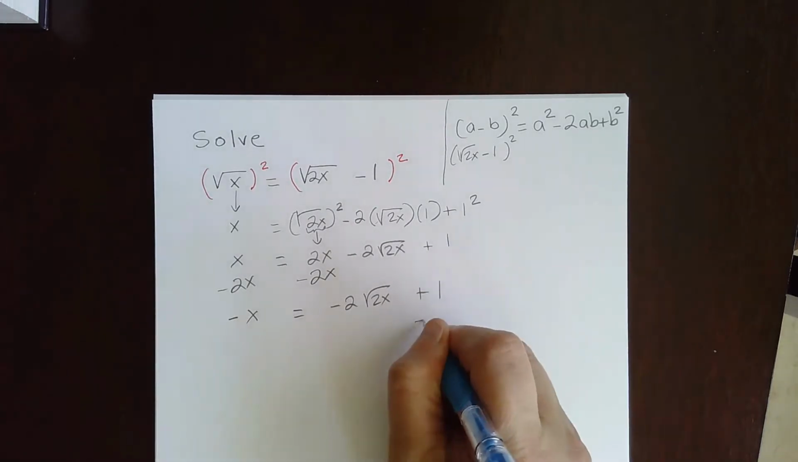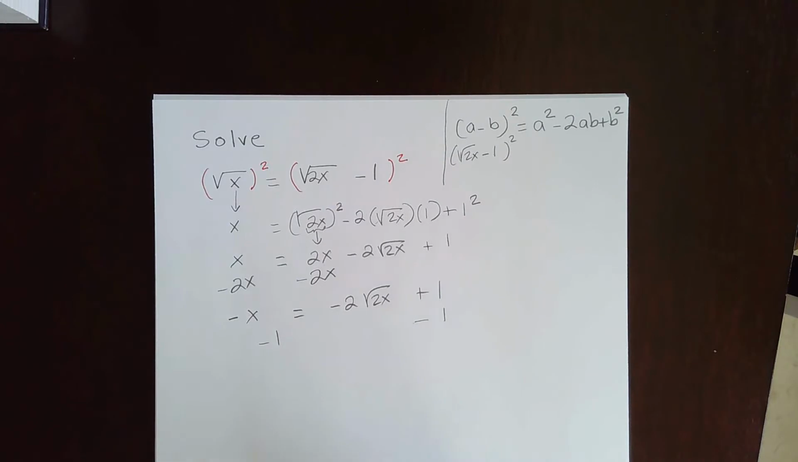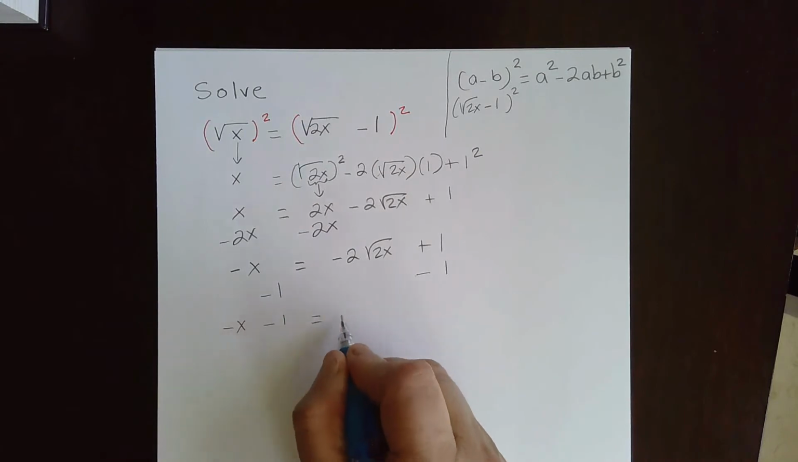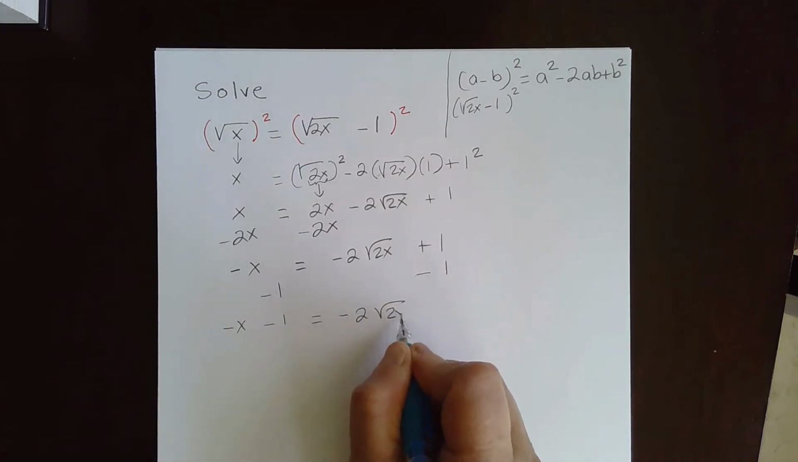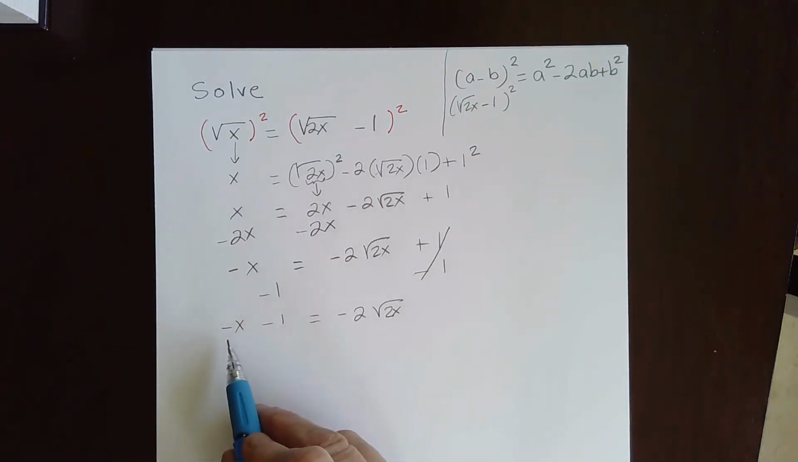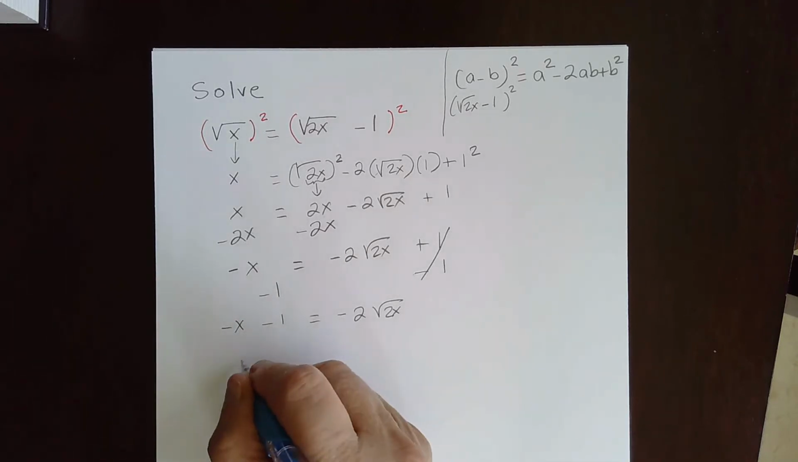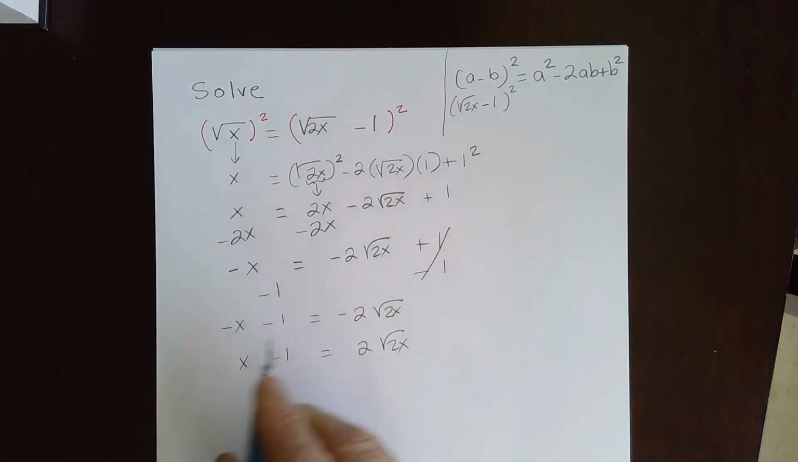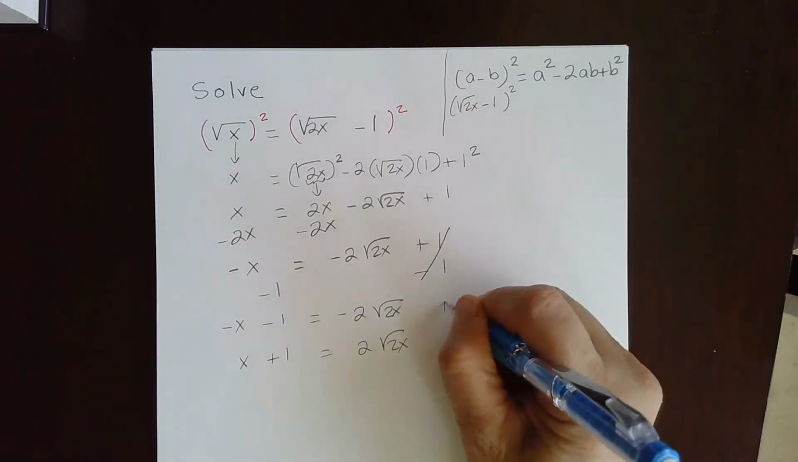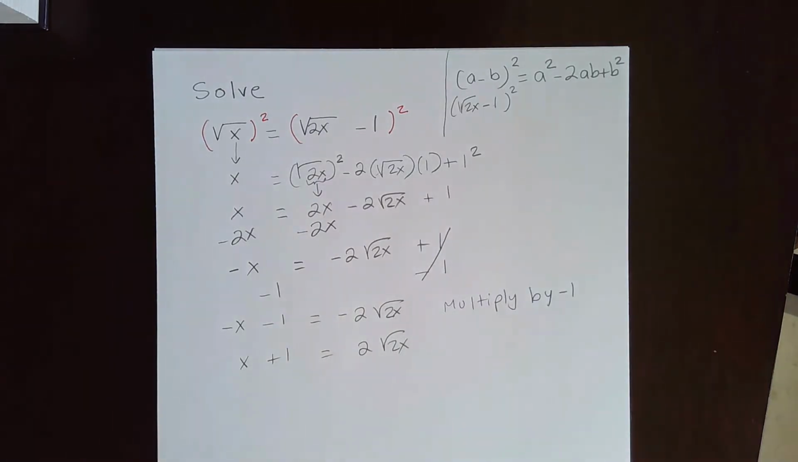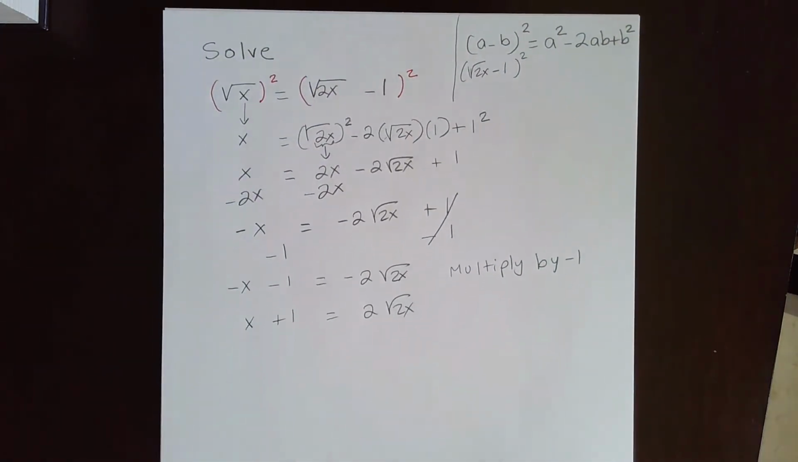Now subtracting 1 on both sides, you're going to end up with negative x minus 1 equal to negative 2 square root of 2x. This cancels. Now if you notice, I have negative everywhere here. So if I multiply both sides by negative 1, what do I get? I get x plus 1 equal to 2 square root of 2x. So you flip all the signs. You can multiply, let me write it down, multiply by negative 1 on both sides of the equation. You either multiply by negative 1 or you divide by negative 1.